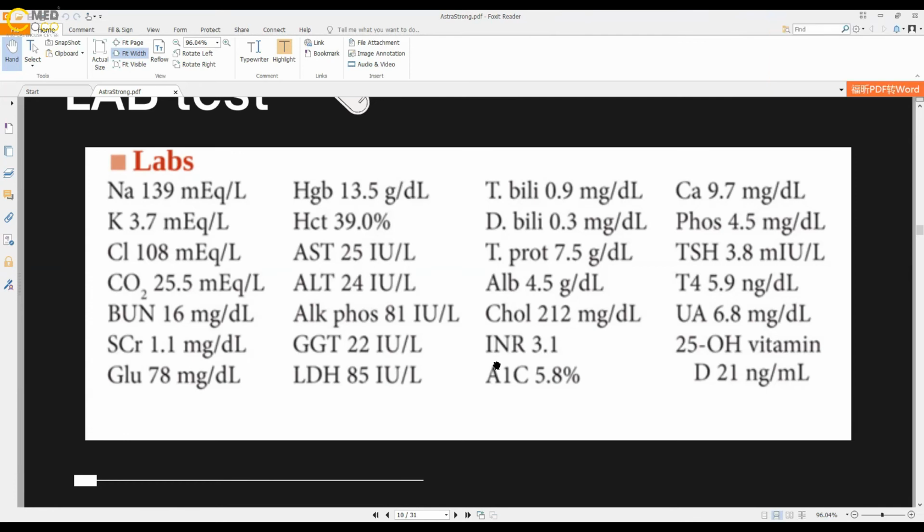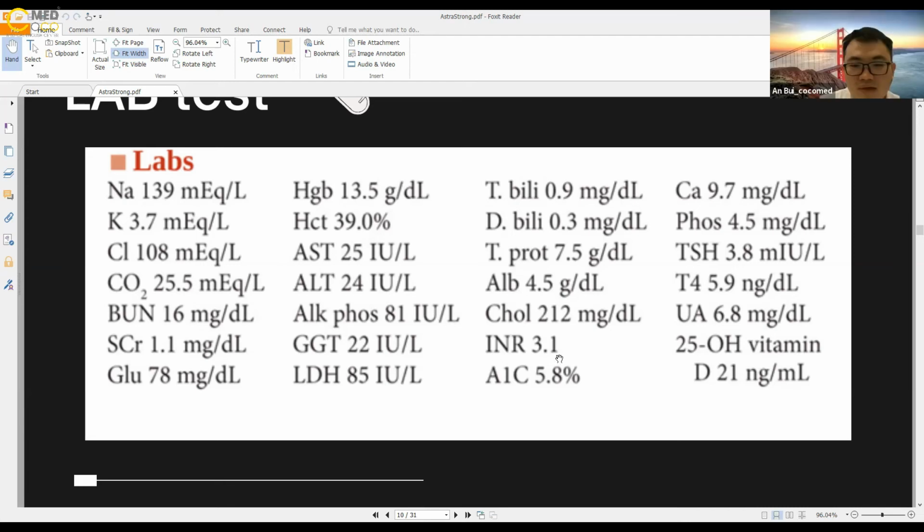All right, why did you want to order an INR on this patient? What were you looking for? As I said before, she has AFib and she's using warfarin, so the INR is for managing the risk of bleeding in the patient. Okay, good.